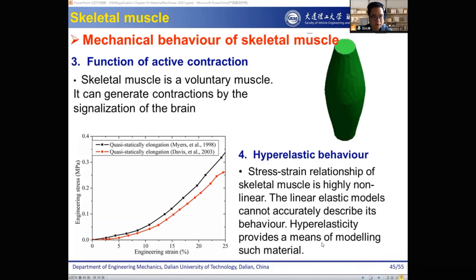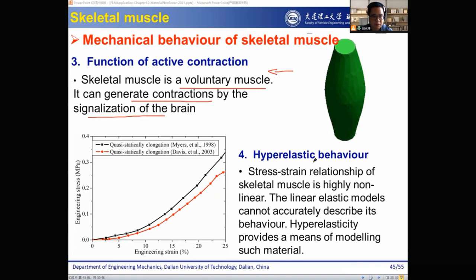And third, it's a function of active contraction. So the skeletal muscle is a voluntary muscle, so it can generate contraction by a signal from the brain. Which means the muscle can contract if our brain gives a signal to the muscle, and this is a very unique behavior of the muscle, and we also need a function to simulate this behavior.